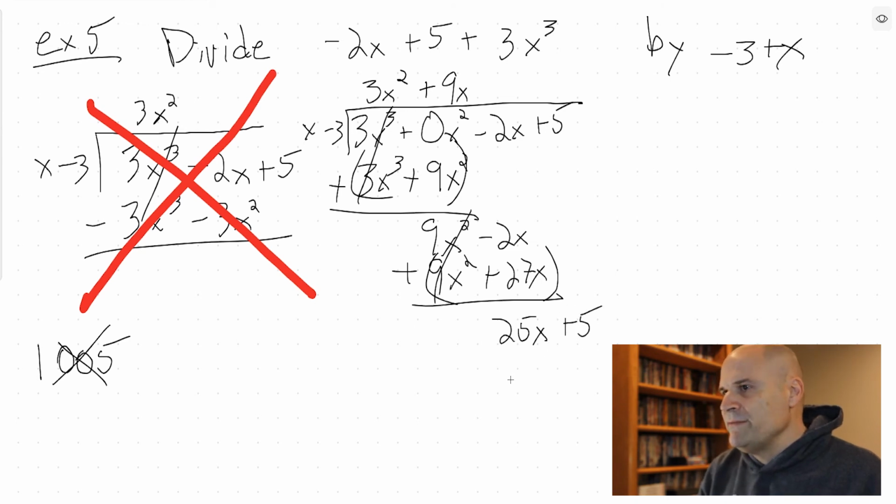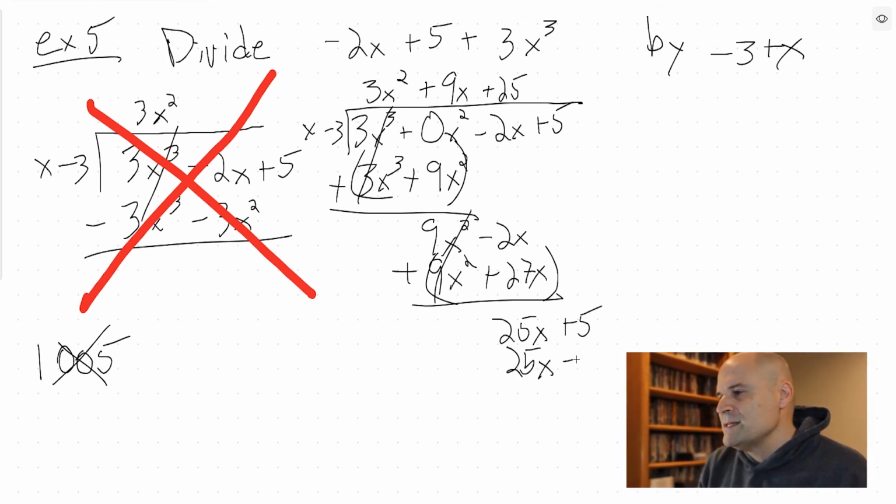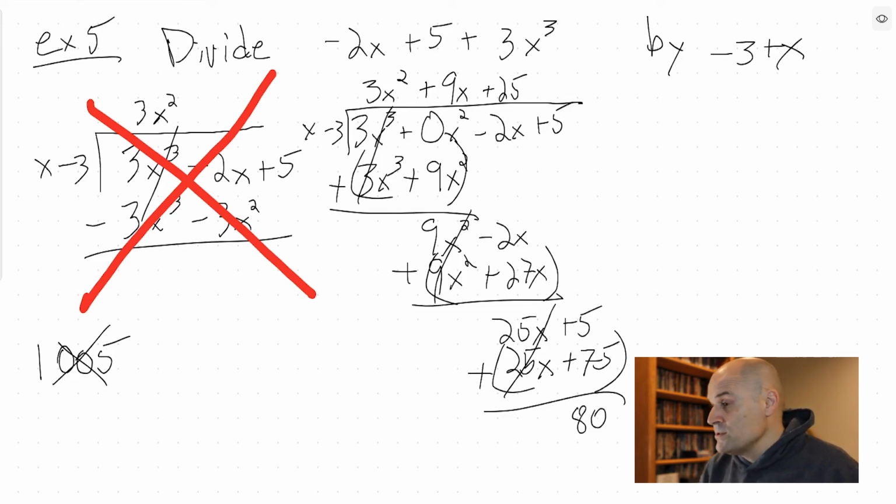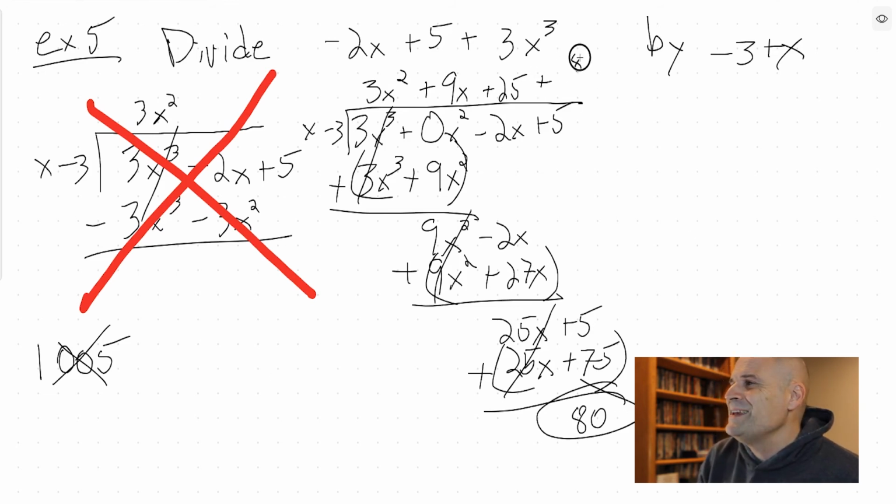Divide again, 25x. Take out an x, you just get 25. Multiply: 25x minus 75. Subtract. Don't worry about that. Chicken scratch, just the second term, and you get 80 when you add. Bring down, oh, there's no more. So this is our remainder. Where does our remainder go? Up on top. So plus 80 over our divisor, which is x minus 3. Boom. That's not bad, right? That's not bad at all.